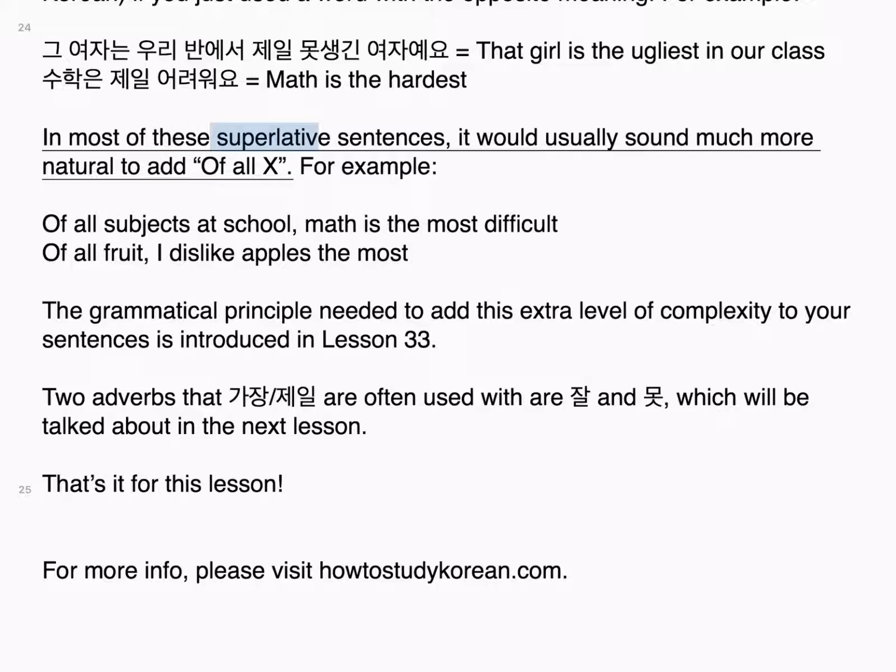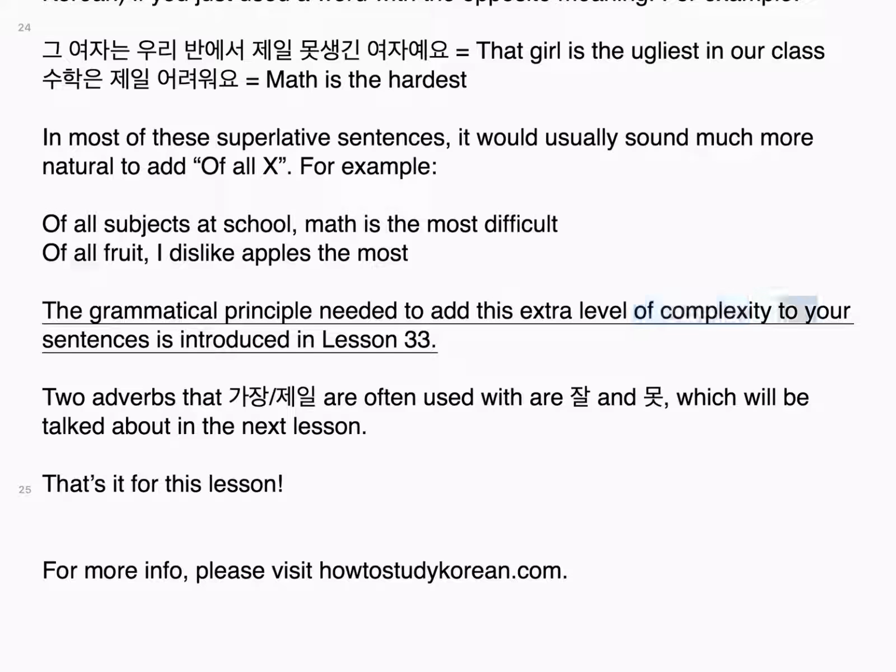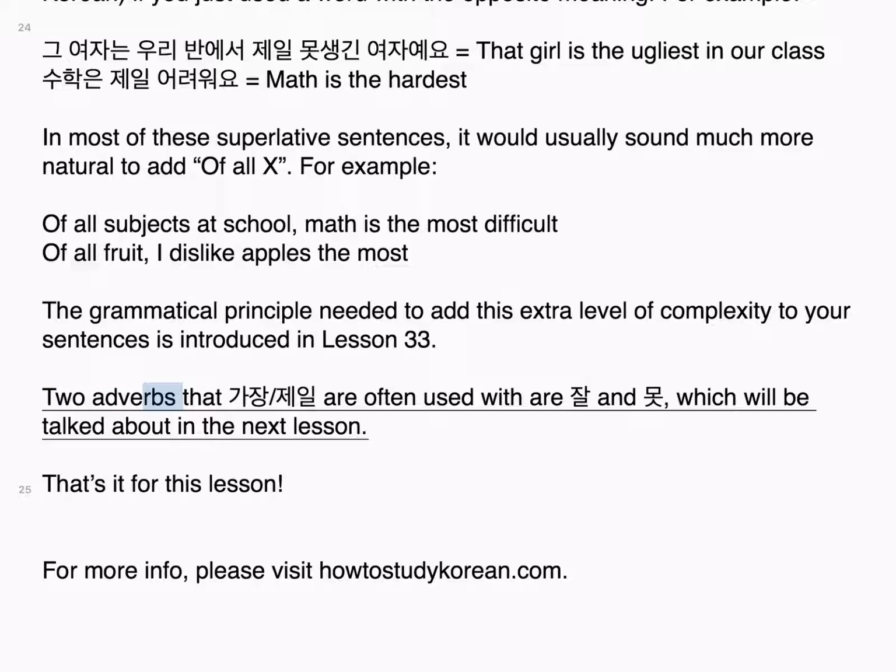In most of these superlative sentences, it would usually sound much more natural to add "of all X." For example, of all subjects at school, math is the most difficult. Of all fruit, I dislike apples the most. The grammatical principle needed to add this extra level of complexity to your sentences is introduced in Lesson 33. Two adverbs that 가장 and 제일 are often used with are 잘 and 못, which will be talked about in the next lesson.